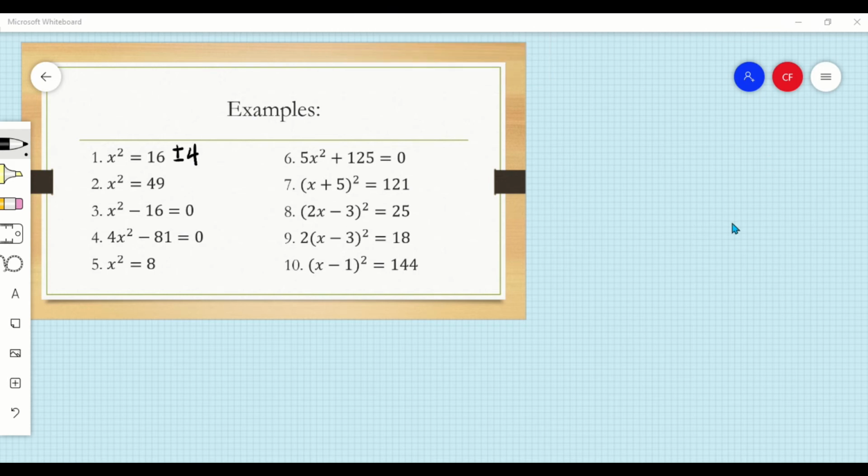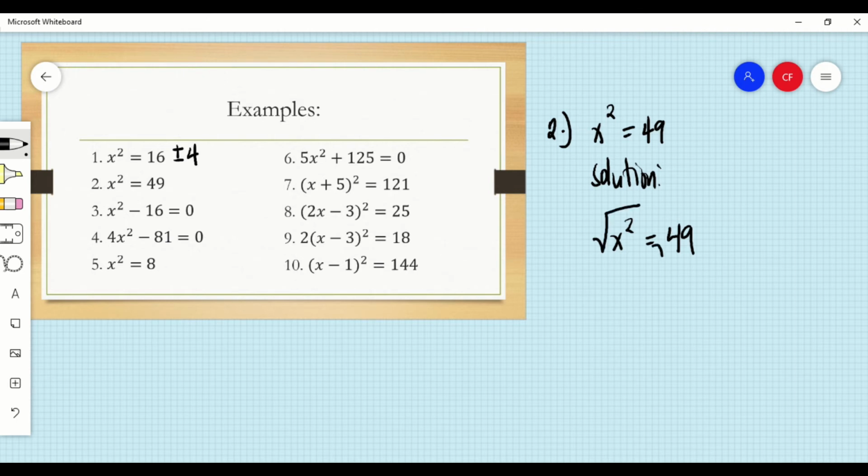So, next example. x squared equals 49. Okay? So, same procedure. So, as you can see here, x squared equals 49. Observe, 49 is a positive integer. So, gaya ng sinabi natin kanina, if d is greater than 0, so, it has two solutions. Okay? So, again, ito po yung solution natin. So, x squared equals 49. Again, take the square root of both sides of the equation. So, square root lang po natin yung both sides.